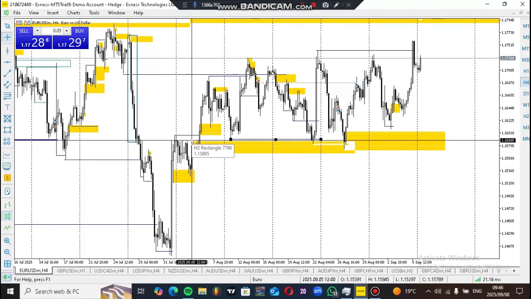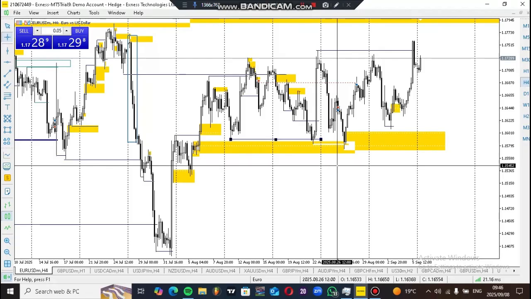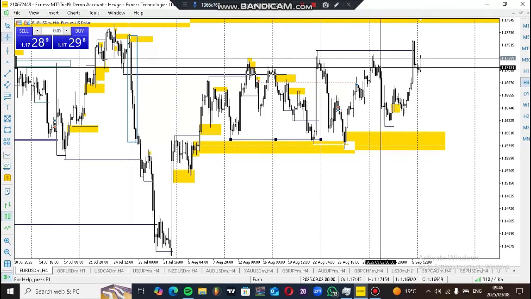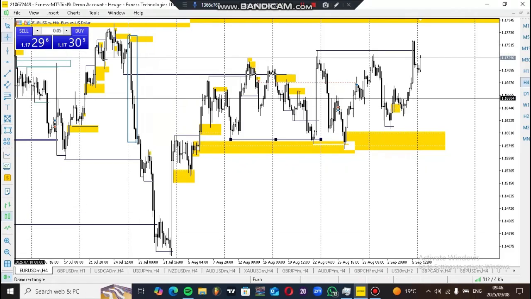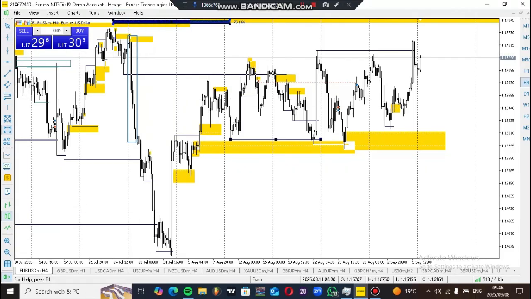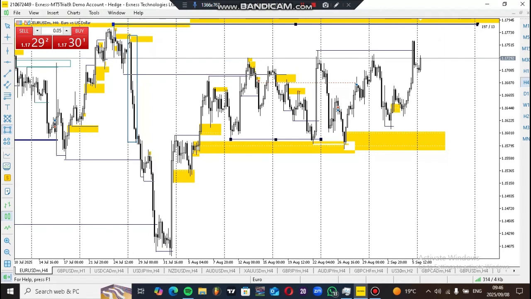Market came back into another supply zone, the same supply zone by the way, and moved away. You see the market has moved away, and it's not showing signs of stopping. Market is literally going for these areas right here on top. So that's very important.